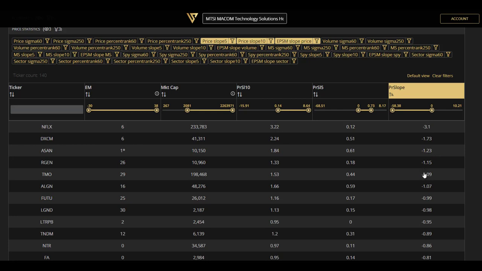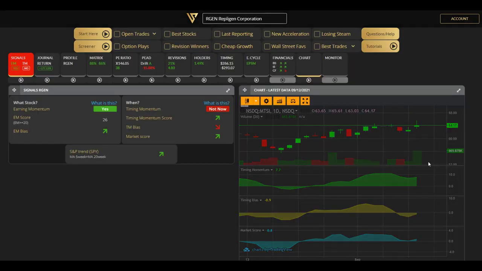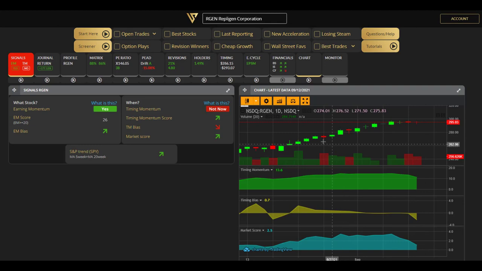So let's have a look at, I don't know, for example, Repligen, right? So yeah, Repligen here, really topping. So up, up, up, but then flattening out. Okay, so really up and flattening out. So that's a topping.